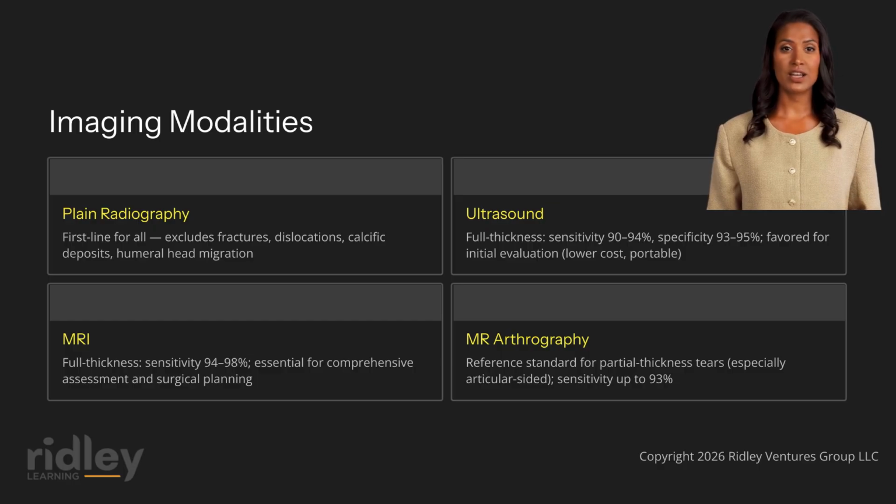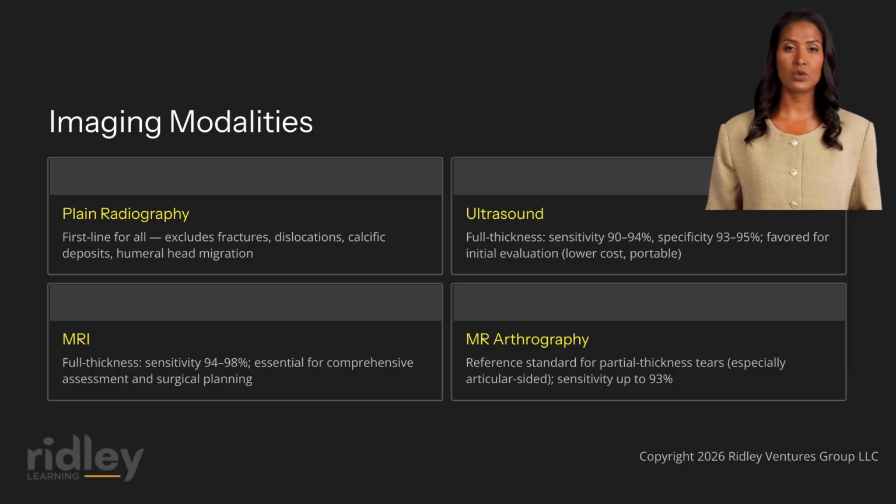The AAOS guideline recommends true anteroposterior, scapular Y, and axillary views as standard. When radiographs are negative or indeterminate and clinical suspicion for a rotator cuff tear persists, the AAOS guideline issues a strong recommendation, supported by high-quality evidence, that MRI, MR arthrography, and ultrasound are useful adjuncts to clinical examination and radiographs for identifying rotator cuff tears.